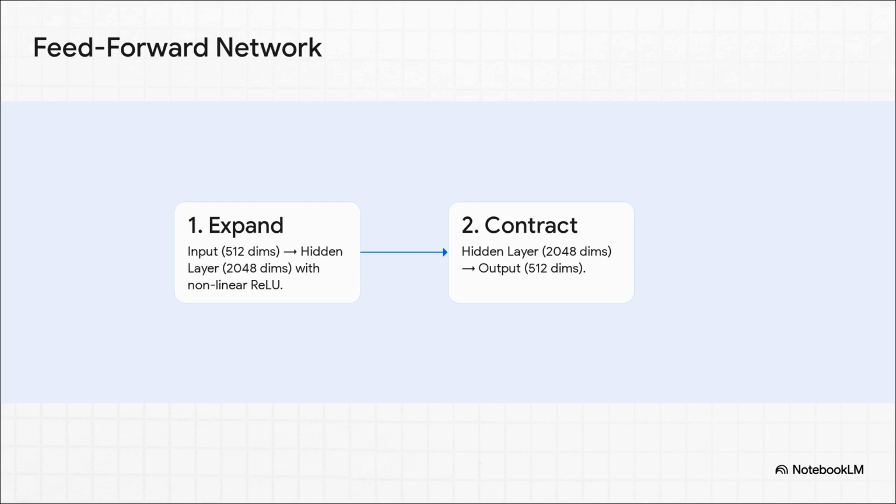Here's what it does. It takes our vector, which has 512 dimensions, and bam! It blows it up into a much bigger space, 2048 dimensions. In that bigger space, it applies a simple nonlinear trick called ReLU, which just means if a number is negative, make it 0. And then, just as quickly, it squishes it right back down to 512 dimensions.